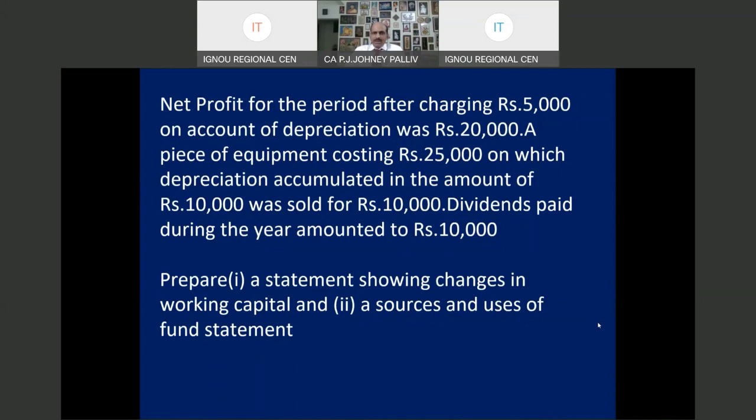I repeat, original cost of machinery is 25,000, accumulated depreciation is 10,000, written down value is 15,000, sale value is 10,000, therefore loss on sale of asset is 5,000.